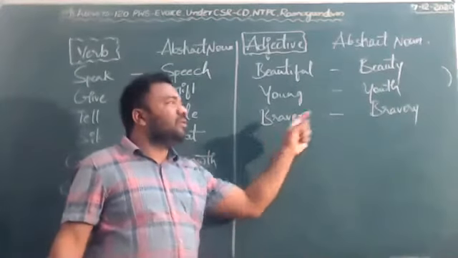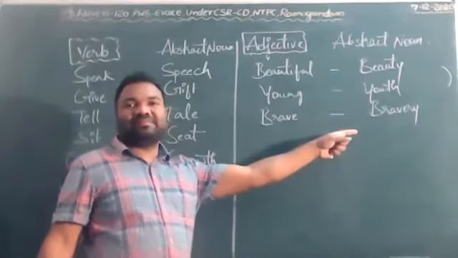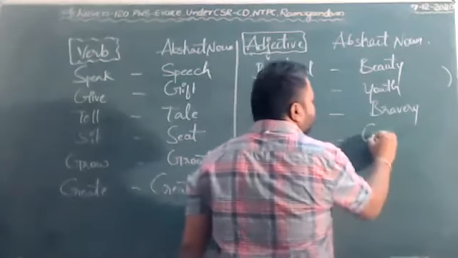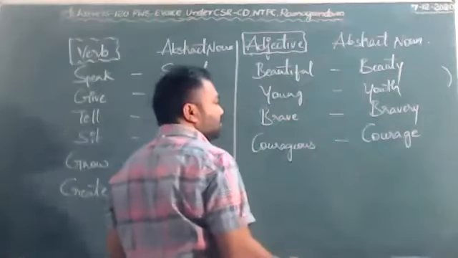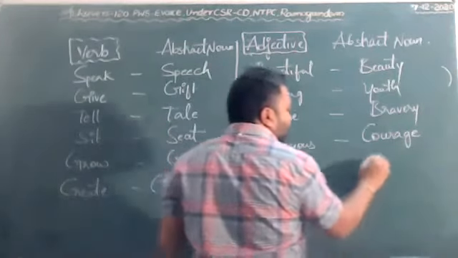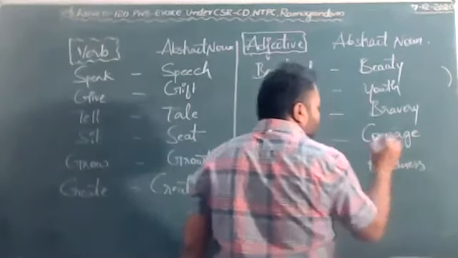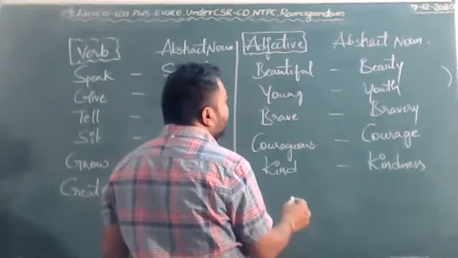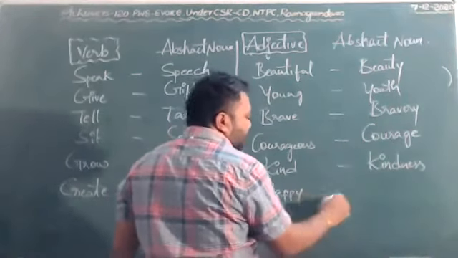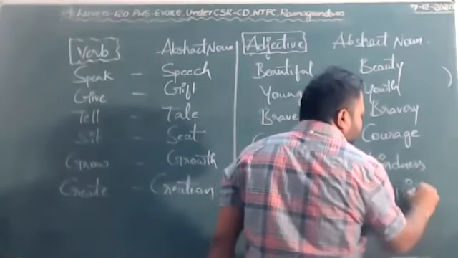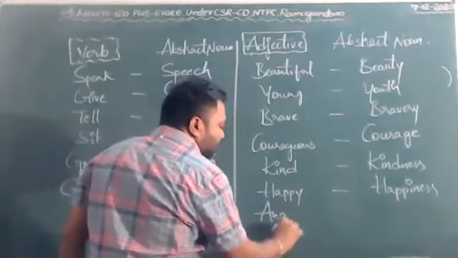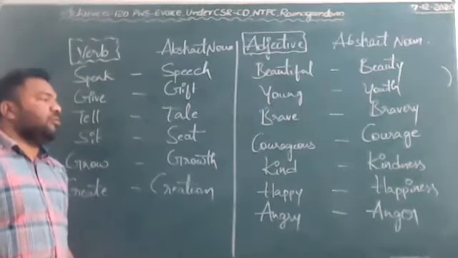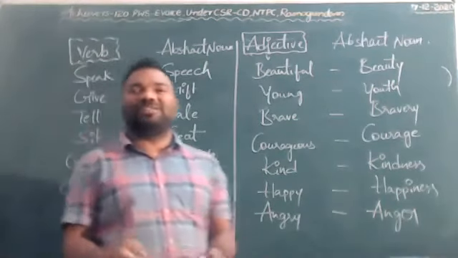Young, youth. Brave, bravery. Understood? See, listen. Courageous, courage. Kind, kindness. Happy, happiness. Angry, anger. So this is how it happens, students. This is how the extraction of words goes on.